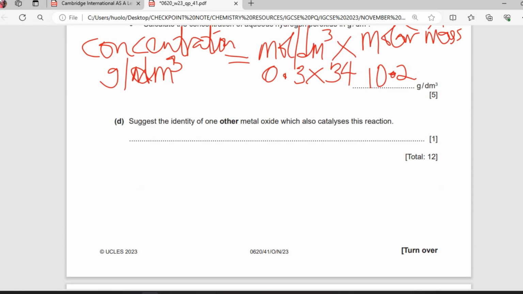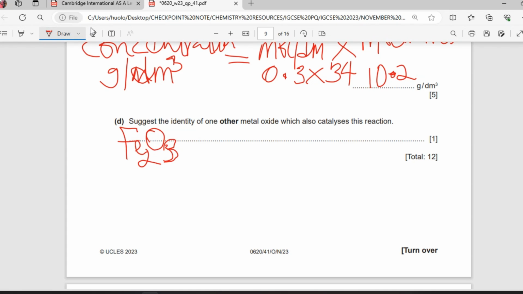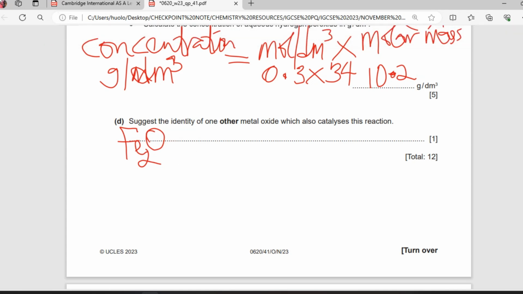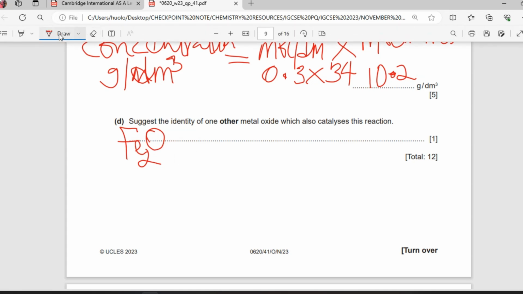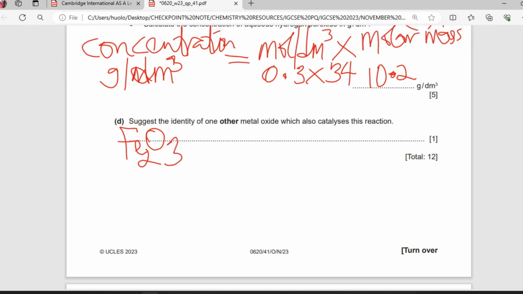Now suggest the identity of one other metal oxide which also catalyzes this reaction. The other metal oxide we use in the laboratory is iron(III) oxide, Fe2O3. Let me erase this and write it correctly. So you have iron(III) oxide.